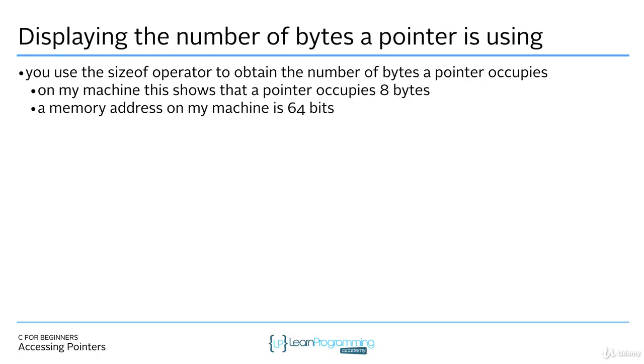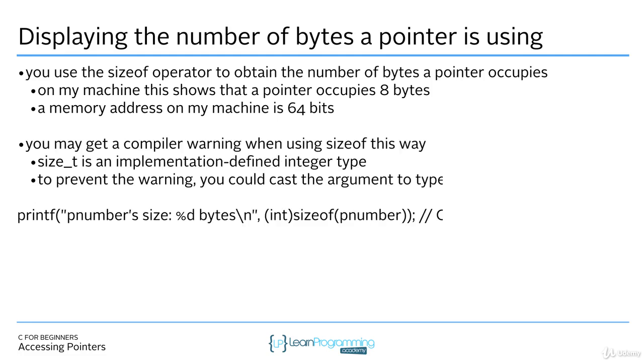Displaying the number of bytes a pointer is using. Another way to get information about a pointer. Here you can use the sizeof operator. We've learned about the sizeof operator to display different data types' bytes. You can do the same thing with a pointer. On the machine that I'm running, this will occupy 8 bytes, and the machine address has 64 bits because it's a 64-bit operating system. And you may get a compiler warning when using sizeof this way.